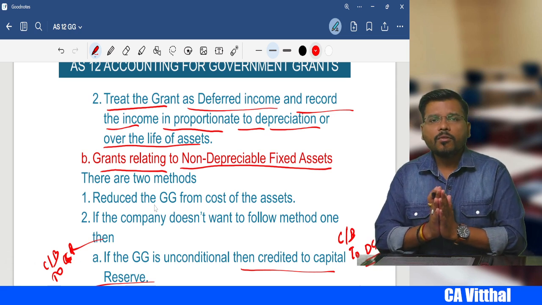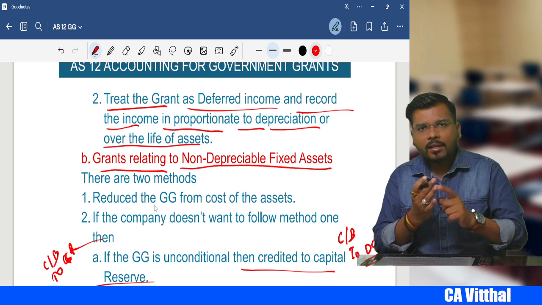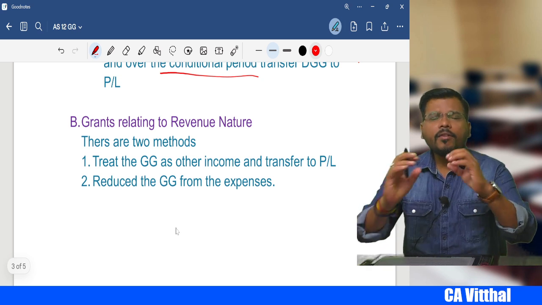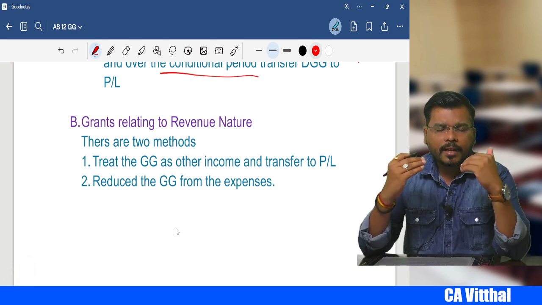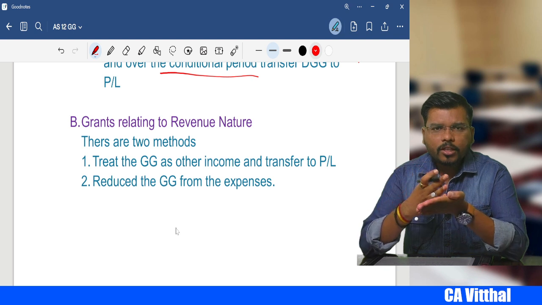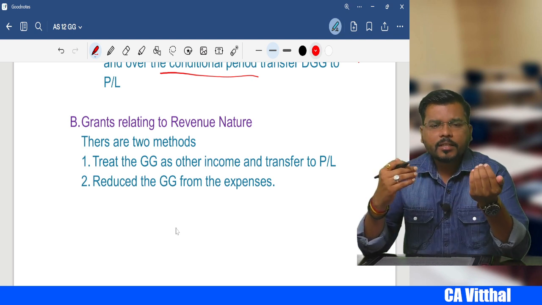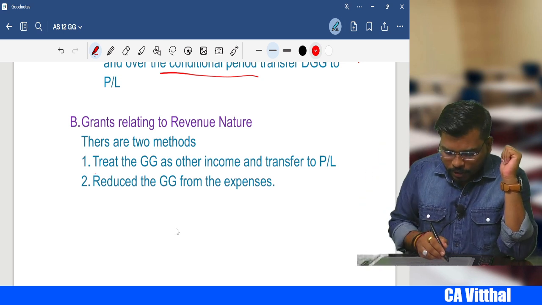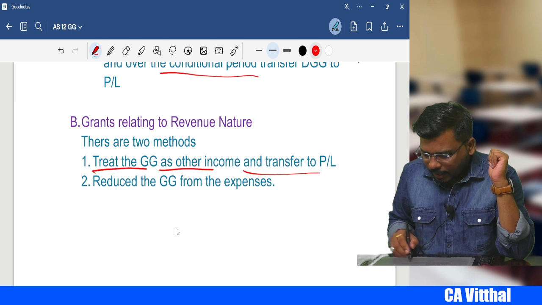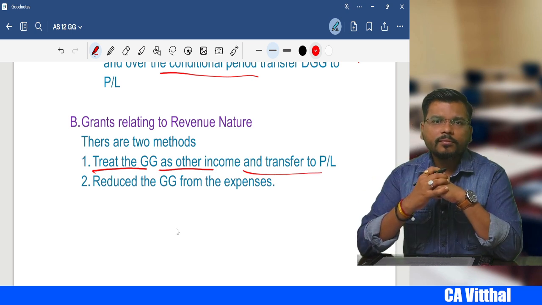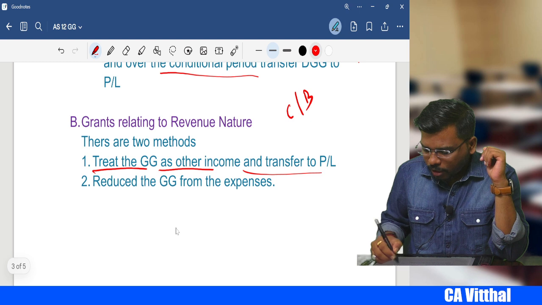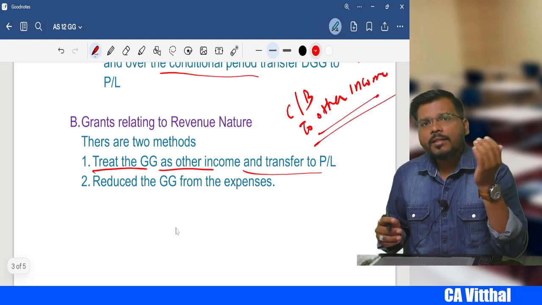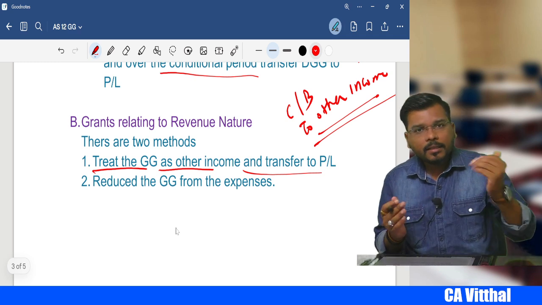So we have discussed here the government grant related to monetary items, and what the accounting treatment is for depreciable assets and non-depreciable assets, right? Next, if the government grant is related to revenue nature, like the government is giving a grant for certain expenses you incur, which is in revenue nature, then again there are two methods. Number 1, treat the government grant as other income and transfer to the P&L account, right? You will pass the entry cash or bank account debit to other income, and this other income will go to where, sir? P&L account. Method number 1.